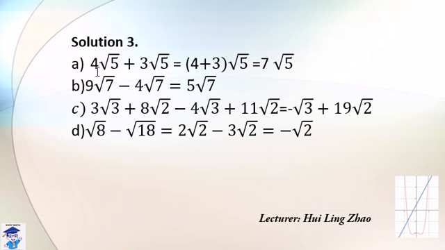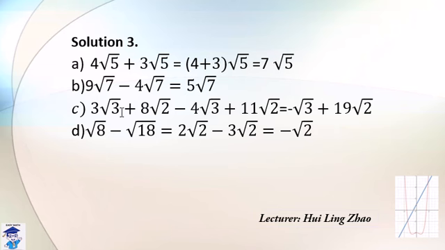Solution A. Outside of the square root, there are 4 plus 3, so the answer is 7. In the square root, the same is 5, so it's the square root of 5 here, so the final answer is 7 times the square root of 5. Number B, there's the same square root 7, so the outside number is 9 minus 4, which is 5, so the answer is 5 times the square root of 7.